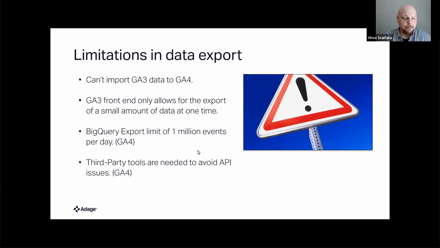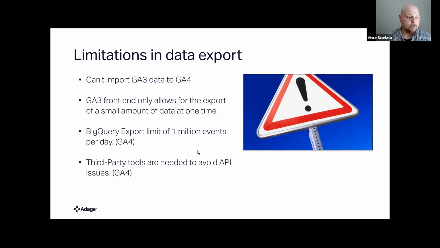For the GA4 side of it, BigQuery export has a limit of 1 million events per day. BigQuery is basically a database that hooks up to Google Analytics and allows you to export your data. They do have a limit of 1 million events per day. Most sites are not going to reach that, but if you're a larger site with a lot of traffic, you might actually hit that.